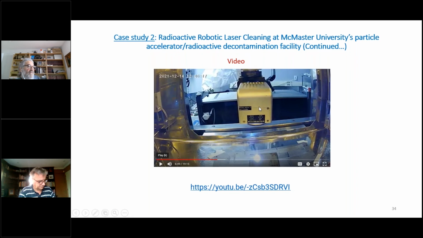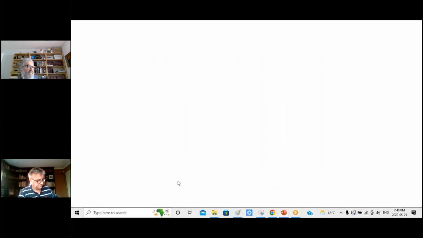The cobot is holding the laser head. So you will see in the video that at the beginning, the engineer would measure the radiation from the contaminated metal. This is the brass that is being cleaned. And then the laser comes and cleans it. And after cleaning, they again measure the amount of radiation. So let's take a look.